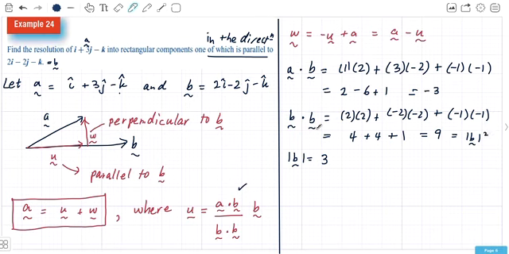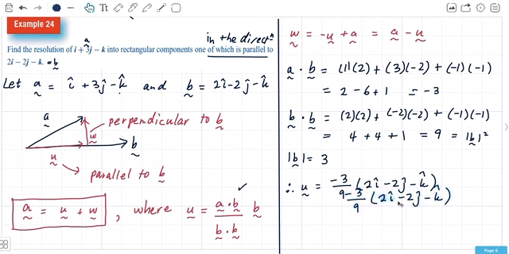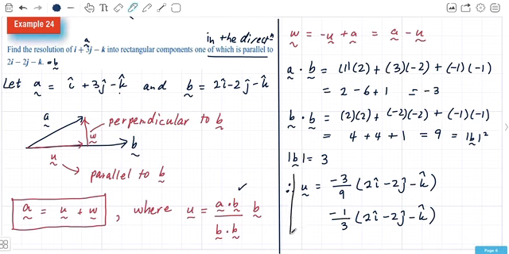Okay, cool. So we've got B dot B, we've got A dot B, so we now have U, which is A dot B over B dot B, which is here, 9, times B, which is 2i minus 2j minus k. That's U. And also, if you wanted to simplify that, you can simplify this fraction. So negative 3 over 9 would be the same as negative a third. Okay, so we've got U. So that's one of the things that we needed.